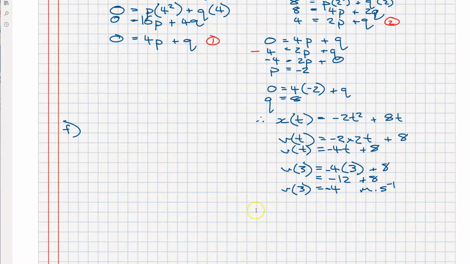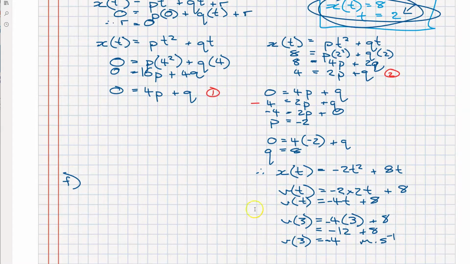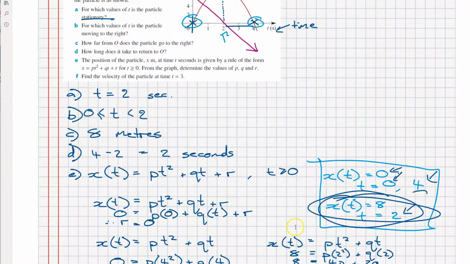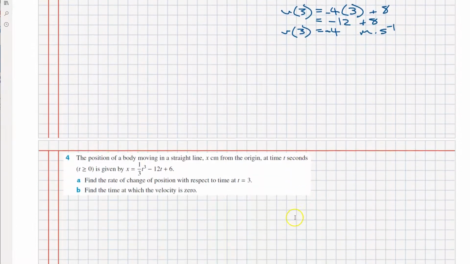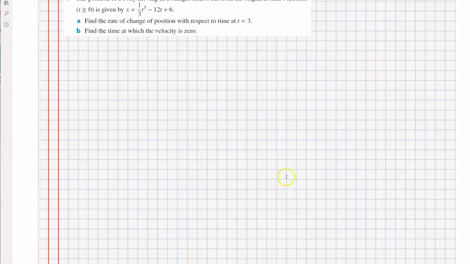-4 meters per second. So it's moving 4 meters per second to the left at t equals 3 seconds. Yep. Alright. Now going down to question 4.